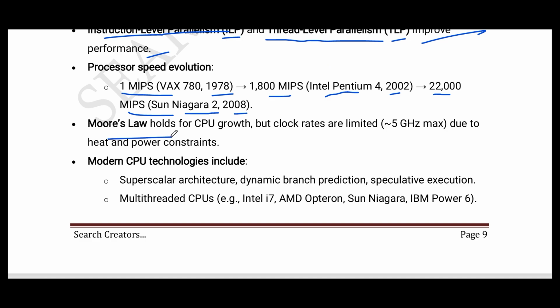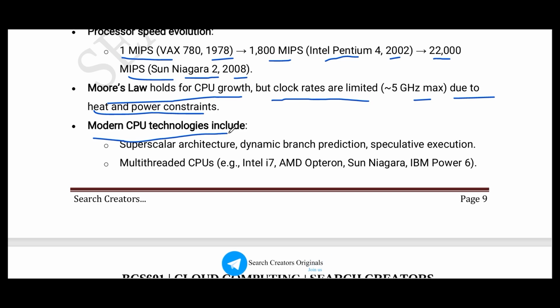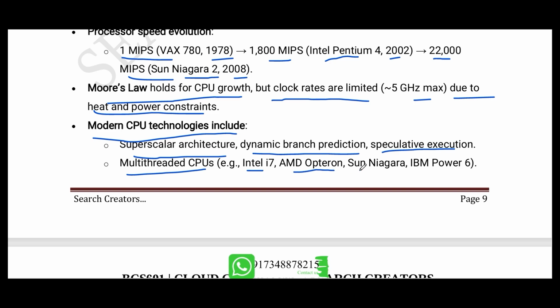Next, Moore's law holds for CPU growth, but clock rates are limited to 5 GHz maximum due to heat and power constraints. Modern CPU technologies include superscalar architecture, dynamic branch prediction, and speculative execution. Next are multi-threaded CPUs, for example Intel i7, AMD Opteron, Sun Niagara, and IBM Power 6.